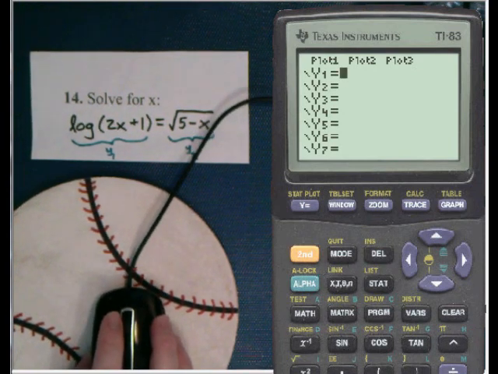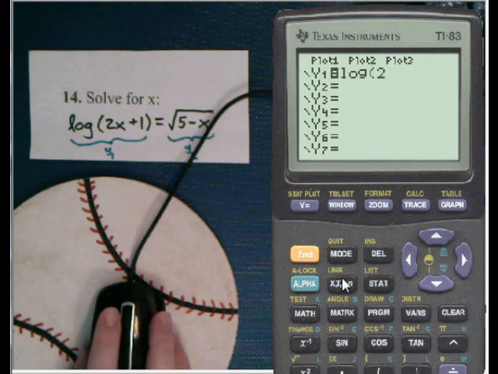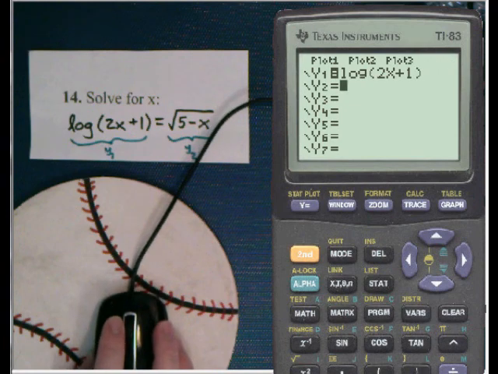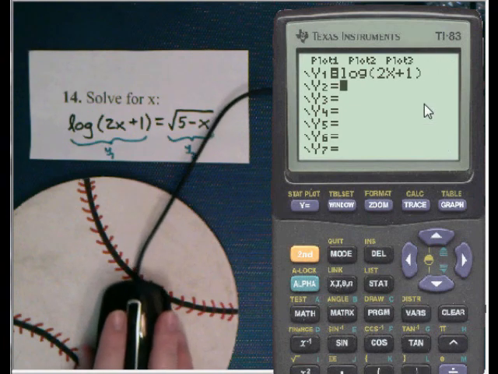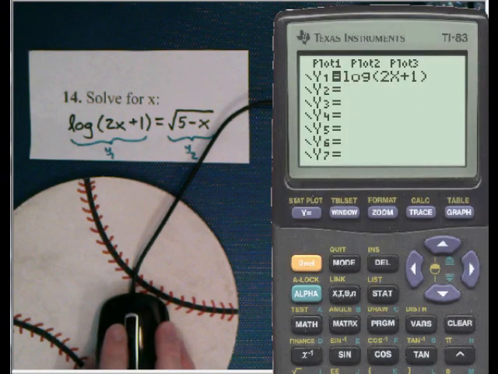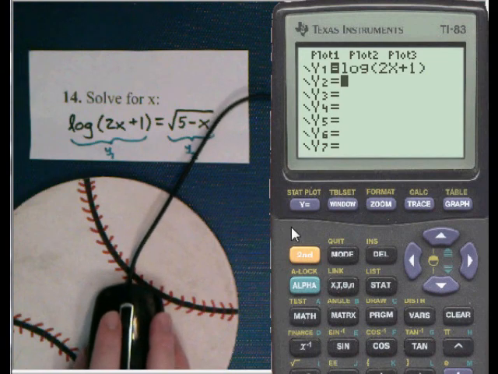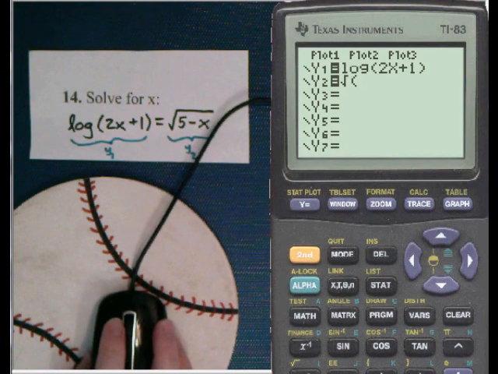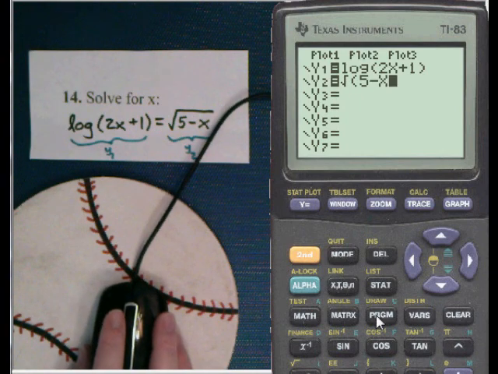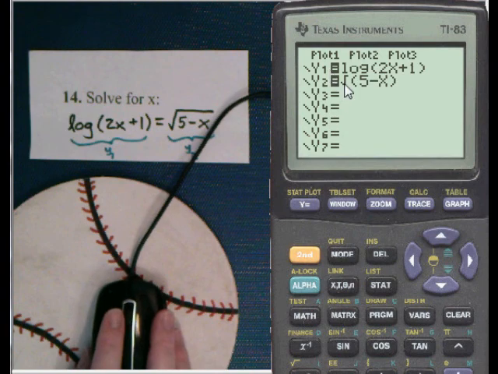Okay, so we need to plug these in. First off, log. So log of 2x plus 1 is going to be my first equation. There it is. Those parentheses look kind of funny on there, so let me make this a little bigger. There we go. And then the second one is the square root of 5 minus x. The 83 gives you the parentheses for you. Minus x. And there we go, there are our two equations put in for y1 and y2.